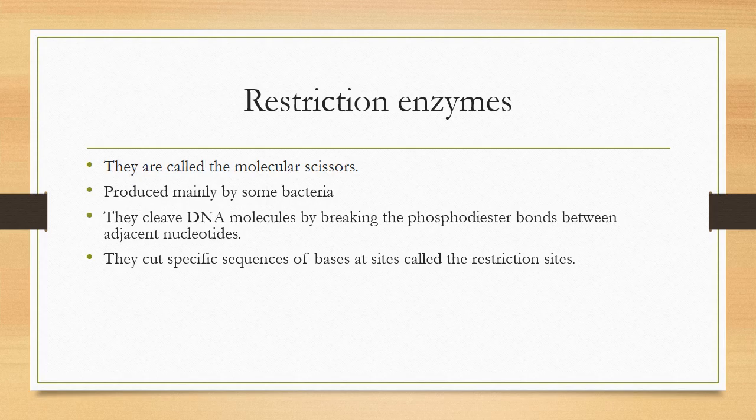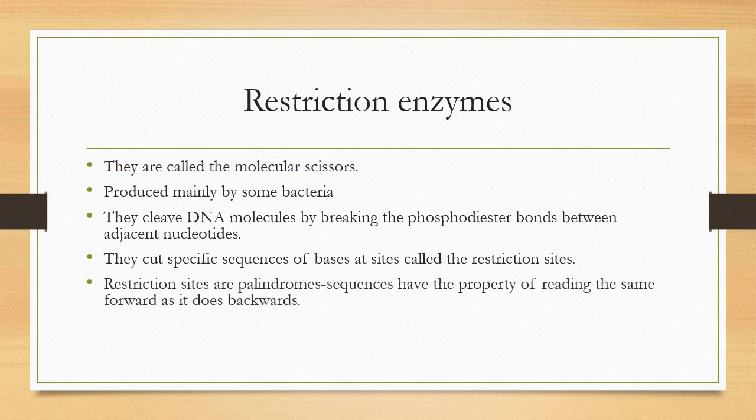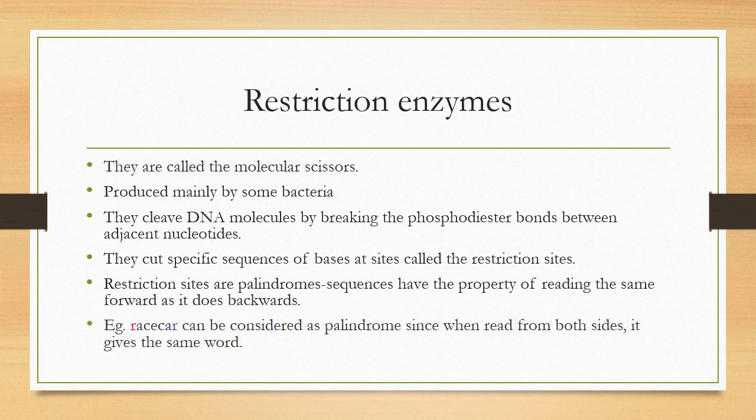How are they able to identify these restriction sites in the genome of an organism? Now, this is what they do. The restriction sites are all palindromes. Now, if you say palindromes, that means the sequence has the property of reading the same forward as it does backwards. So when you read the sequence from right to left, it gives you the same as reading it from left to right. We can have an example such as racecar.